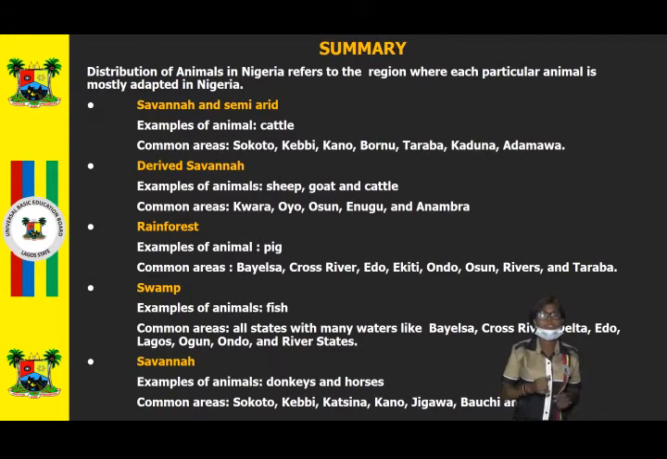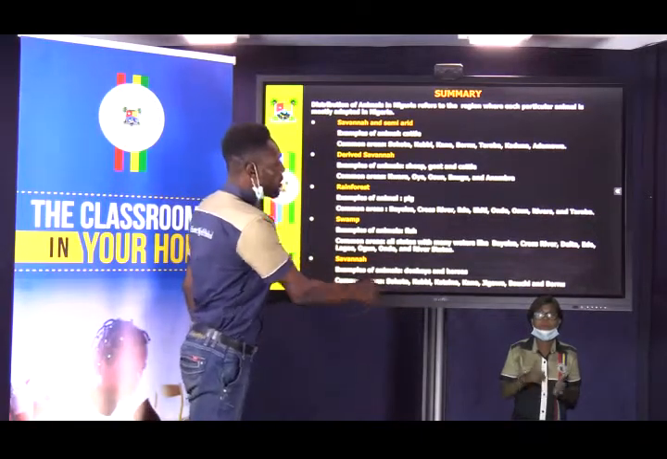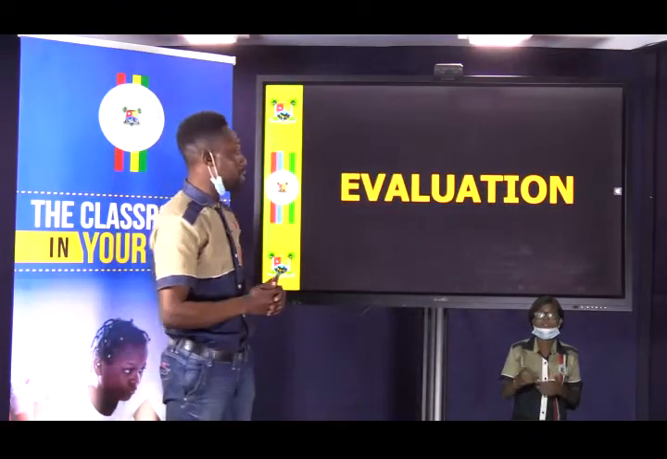We talked about rainforest, examples of common animal there, that's pig, and common areas Bayelsa, Cross River, Edo, and so on. Swamp, examples of animal there, fish, and common areas Lagos, Bayelsa, Cross River, and so on. And lastly, we talked about savanna, examples of animals, donkeys and horses, and the common areas we have Sokoto, Kebbi, Katsina, and so on. All these we discussed in today's lesson.